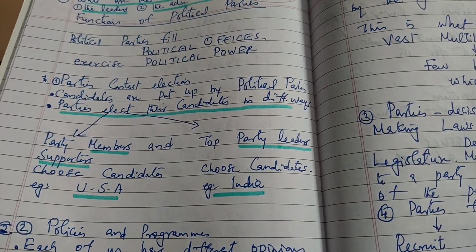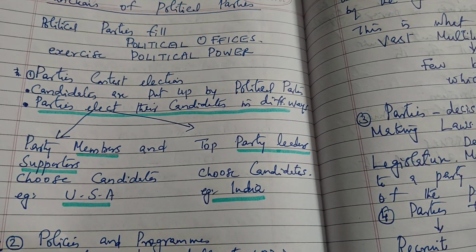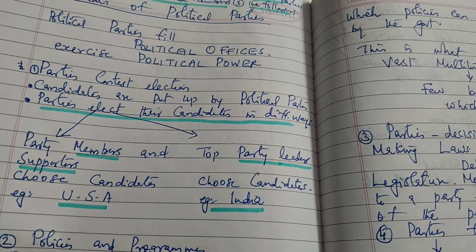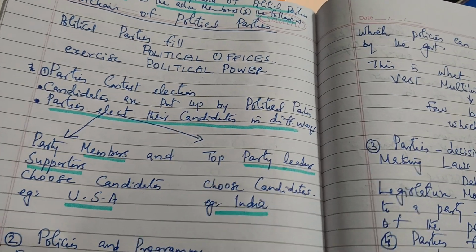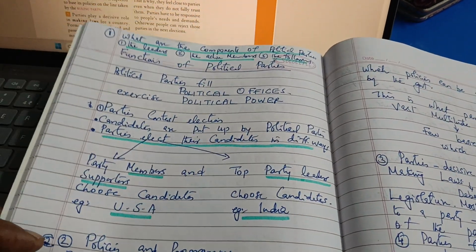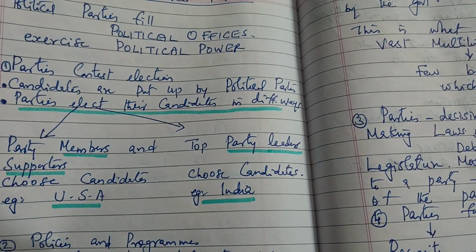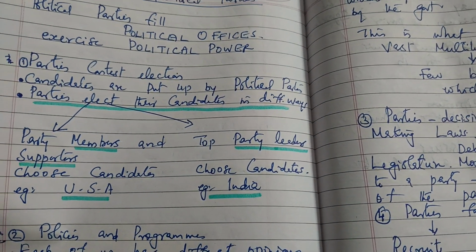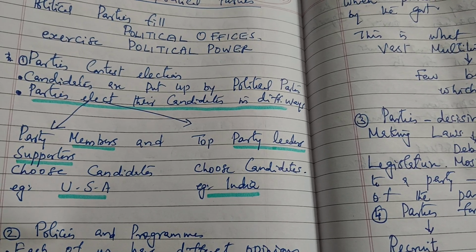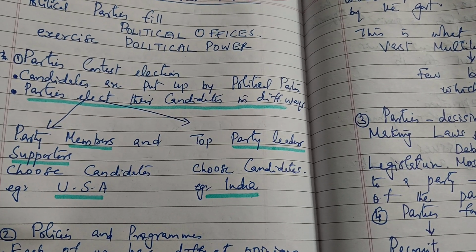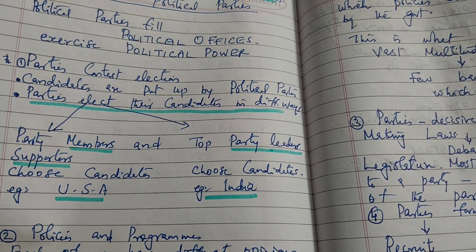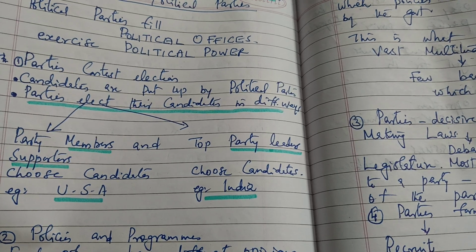Before that, let me tell you, political parties fill political offices and exercise political power. Filling political offices means the prime minister, chief minister, cabinet ministers, and so on, and they exercise political power. And the leaders, the active members, the followers, you will get these points from the functions.